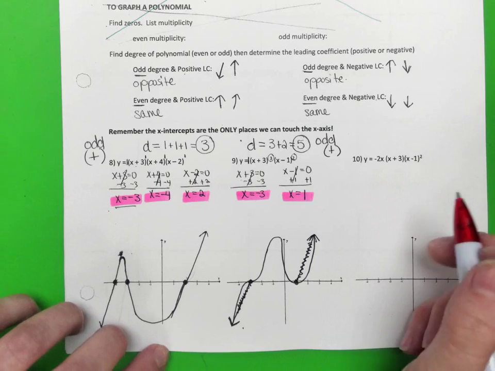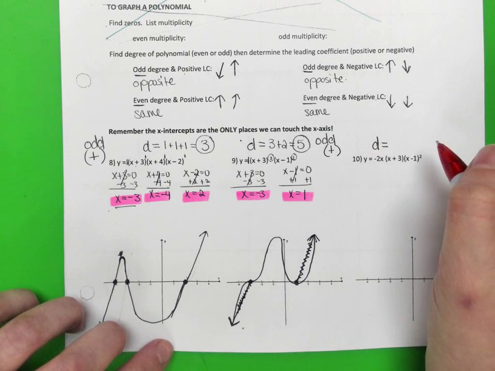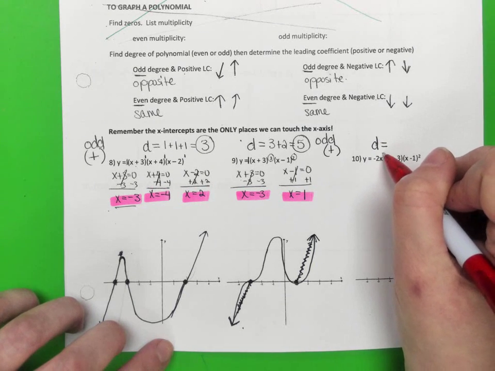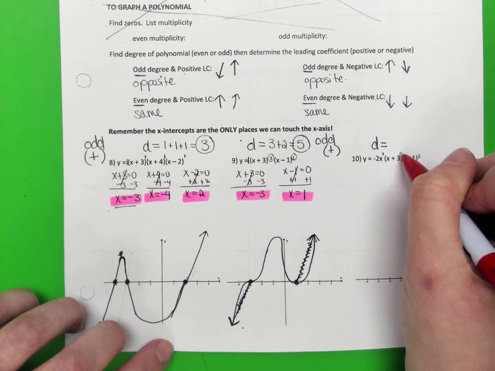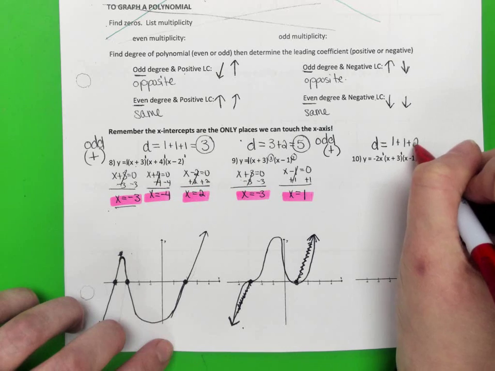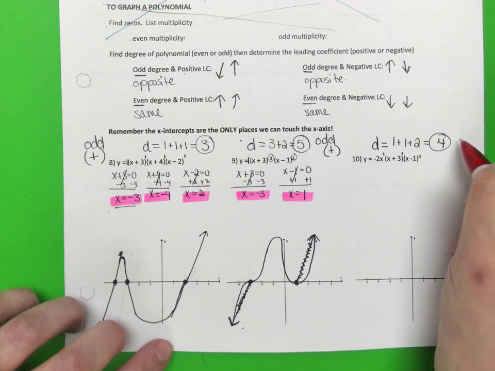Here we go. First thing you got to do is find the degree. The degree are all of the exponents of the x's, okay? This has an x, so this you have to include that 1. So that's 1 plus 1 plus 2. And how much is that? That's 4. Ooh, we got an even one this time.